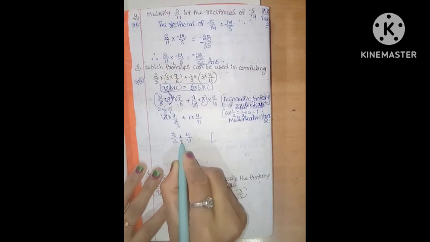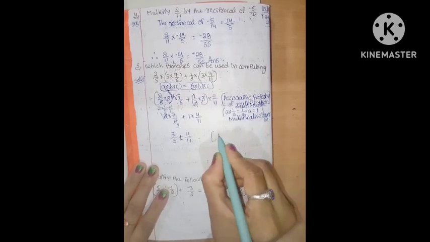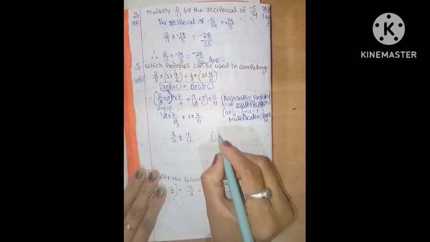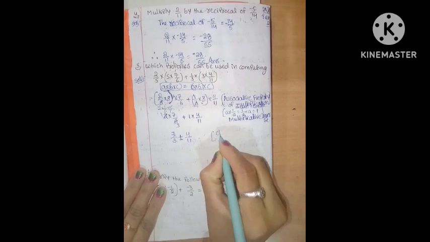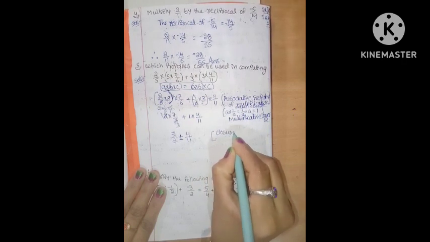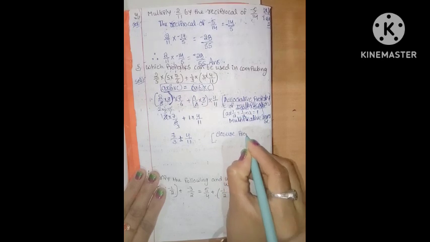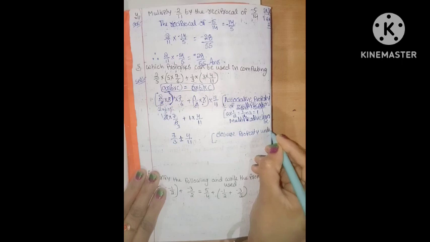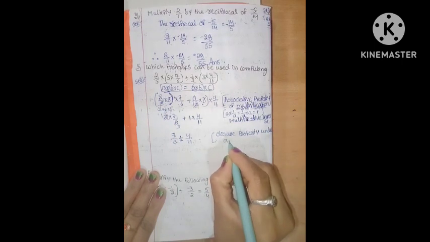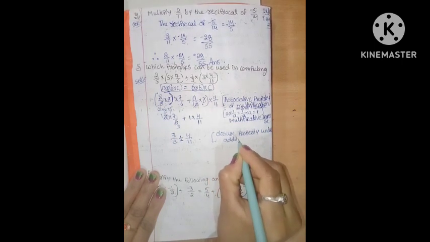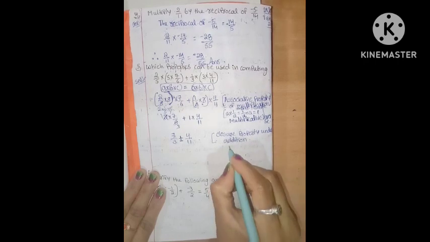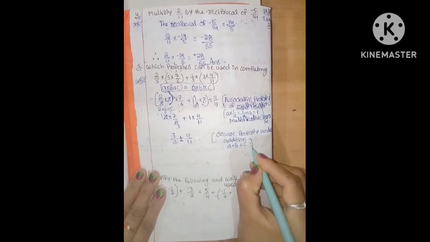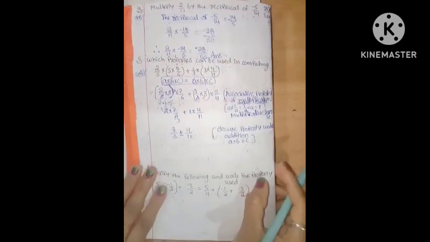Because here it is the plus sign between the two terms. Which sign is it? Addition sign. So what property are we using here? It is the closure property under addition. A plus B equal to C. This property is used here.